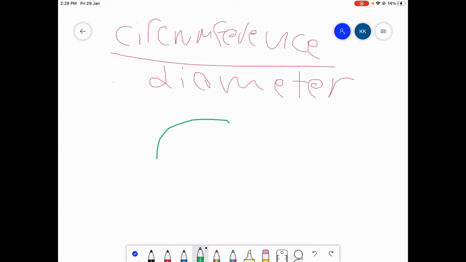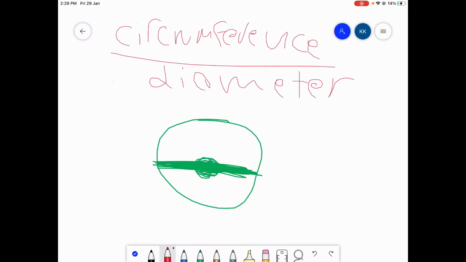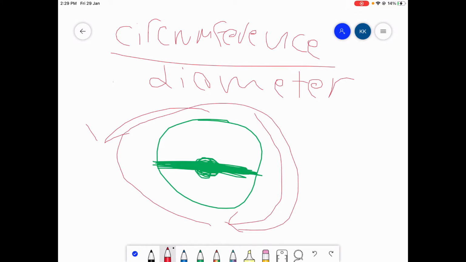So if we have this circle, this is the diameter. The diameter is the line through the inside of the circle. So this is the diameter, okay? And the circumference is this one, the distance around the circle. This is the circumference.